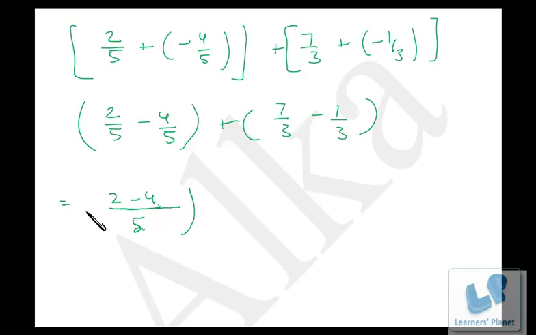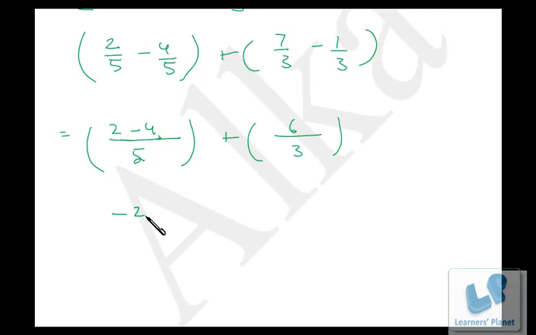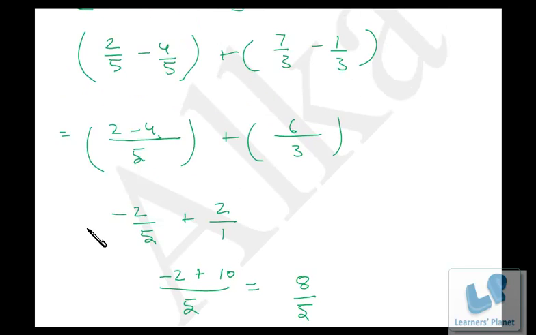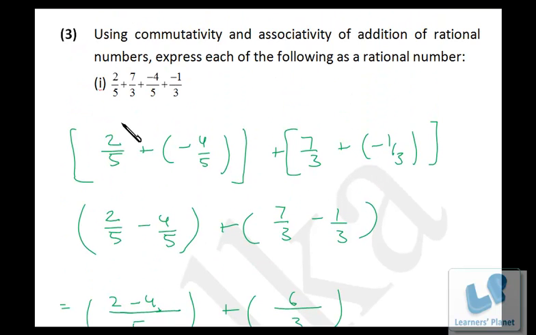It's 2 minus 4 plus this is 3, 7 minus 1, that is 6. Okay, now 2 minus 4 is what? Minus 2 by 5 plus 6 by 3 is what? 2 by 1. Okay, now further take LCM of 1 and 5, it will be 5. Now 5 into 1 is 5, so that 1 into minus 2 will be minus 2 plus 1 into 5 will be 5, so that 5 into 2 is 10. Minus 2 plus 10 is what? 8 by 5.